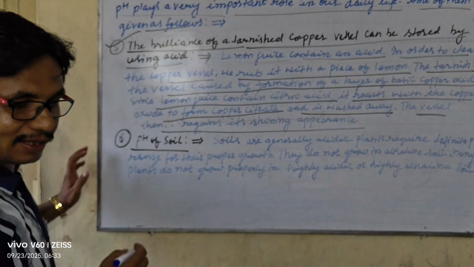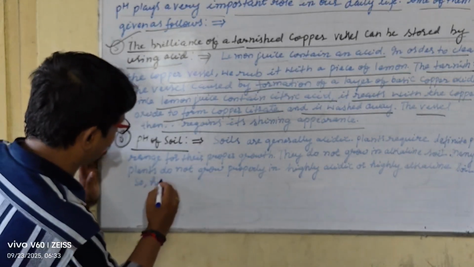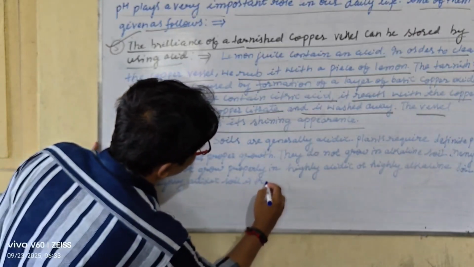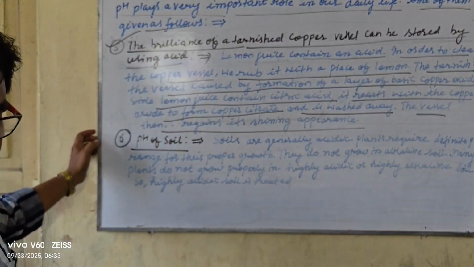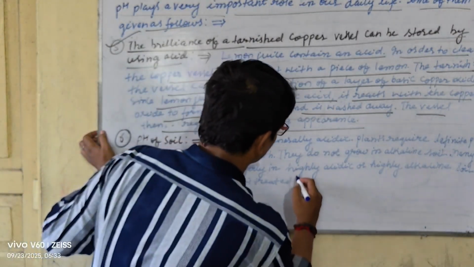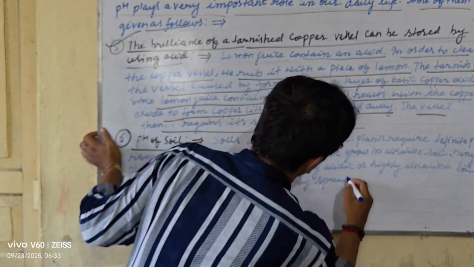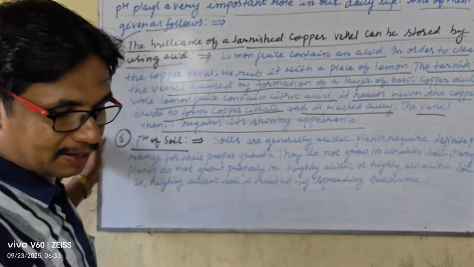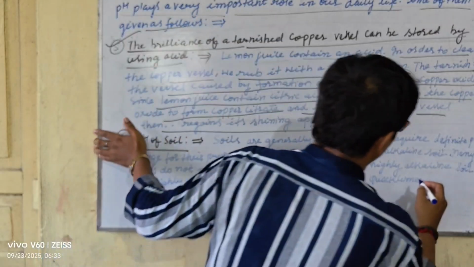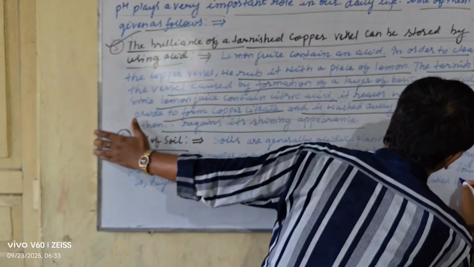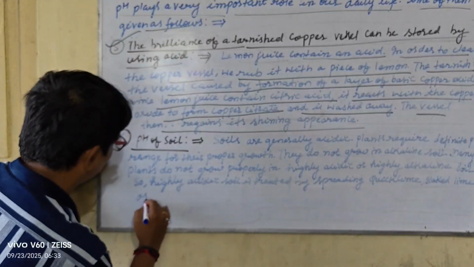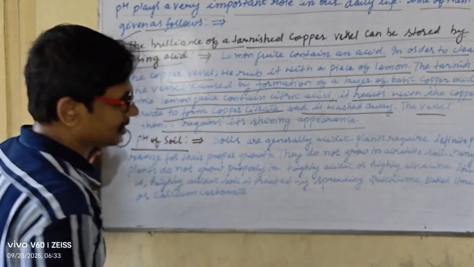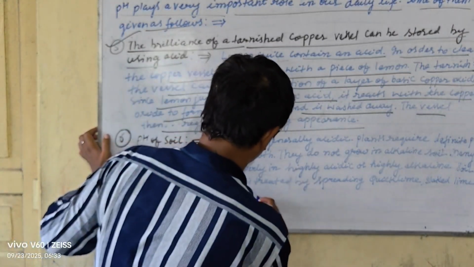So highly acidic soil is treated by spreading quicklime, slaked lime, or calcium carbonate to lower its acidity.